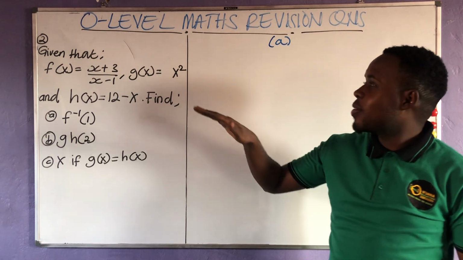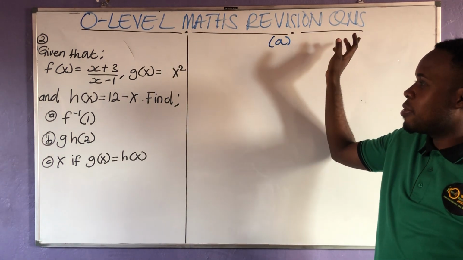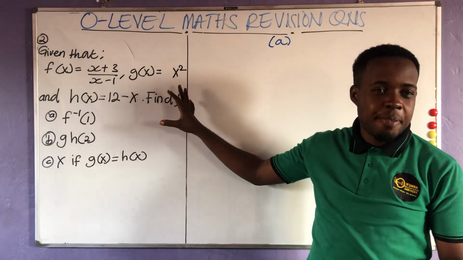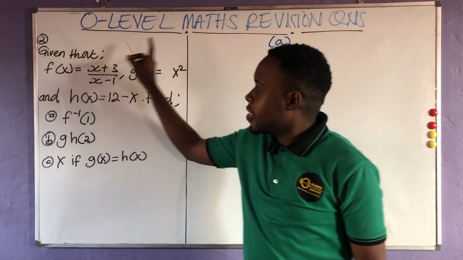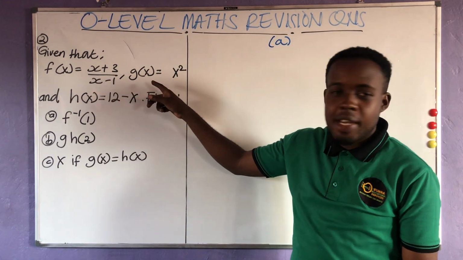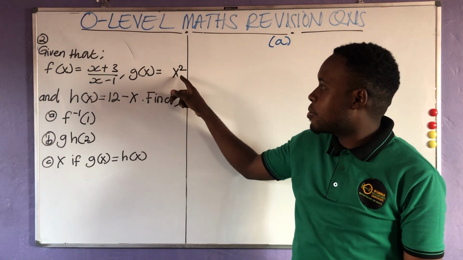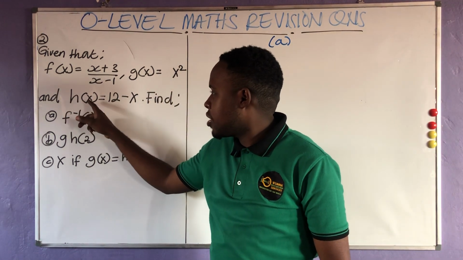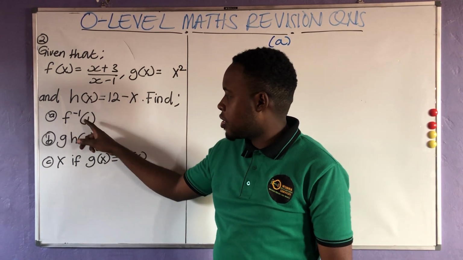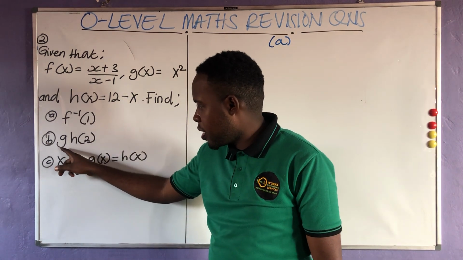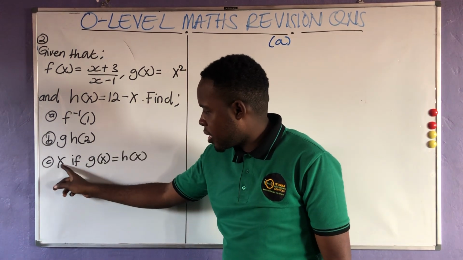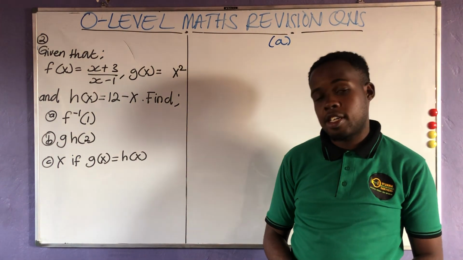So friends, today we are going through some O-level math revision questions. We are doing some revision in the topic of functions, and we have a beautiful number here. Given that f(x) is equivalent to (x + 1)/(x - 1), we have another function, g(x) equal to x squared, and h(x) equal to 12 minus x. Part A: find f inverse of 1. Part B: find gh of 2. This one is a composite function. Lastly, find x if g(x) is equivalent to h(x).